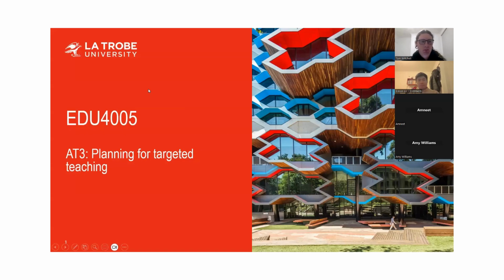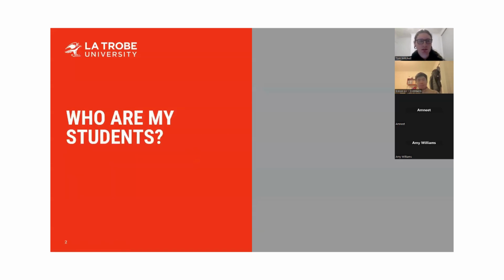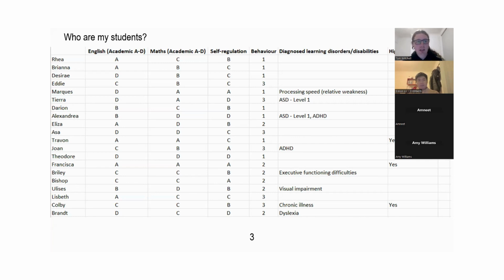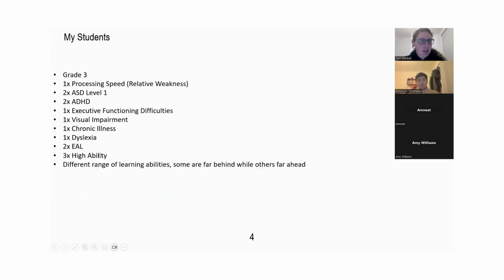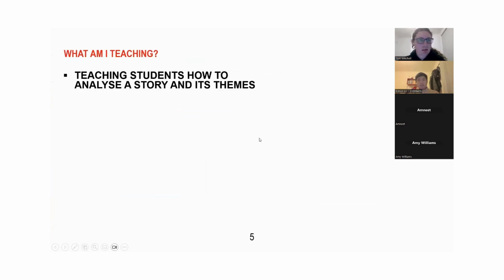Okay, so this is my plan for targeted teaching. Who are my students? My students are in grade 3. As you can see, they have a range of abilities in terms of their mathematical and English knowledge. Many of my students have different processing disabilities and disorders. Some are highly gifted, some have EAL, and I've got a different range of their learning.